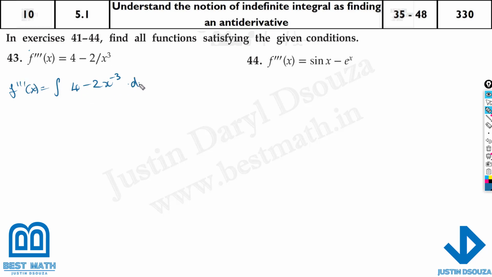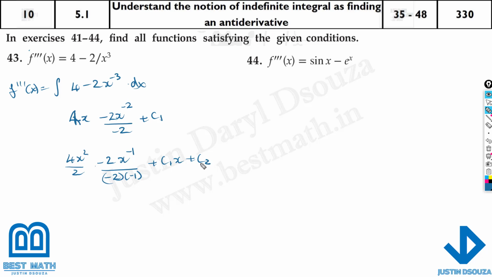We'll integrate this now. It's going to be 4x minus x raised to minus 2, because we add 1, isn't it? Divided by minus 2, plus c1. Again we have 4x power 2 by 2. This minus 2 cancels, so it will be just plus x. No, let me write it over here. X power minus 1 divided by minus 2 times minus 1. Why? Because whatever is the answer, I write it down. And over here it's x plus c2.